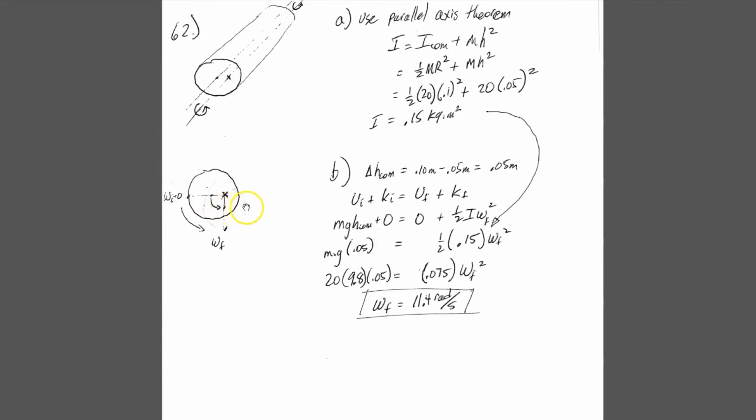And then when it reaches the lowest point, since we consider that to be our reference point with 0 potential energy, my potential is 0 and my kinetic is 1/2 I omega squared. My value for I I found up here in part A, and now I can solve this equation for omega. And there's the calculation: 11.4 radians per second.